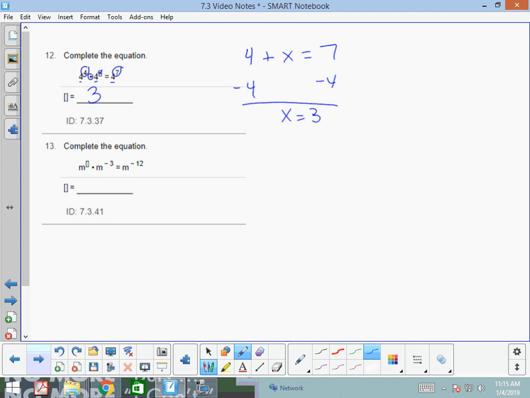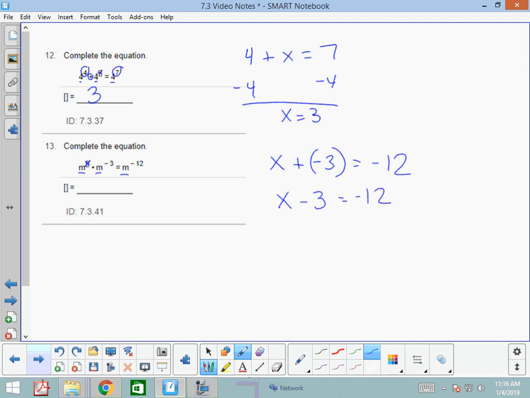Same thing on number 13. Where this box is, I'm just going to put an X. So I'm adding the exponents because all the bases are the same. X plus negative 3 equals negative 12. You want to rewrite that to be x minus 3, because plus a negative is just one minus sign. And add 3 to both sides. And so the missing exponent where the box is should be negative 9.